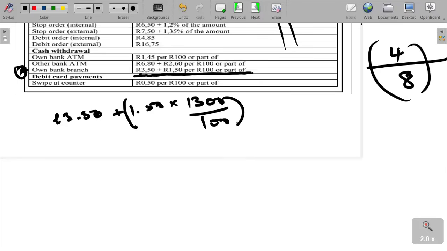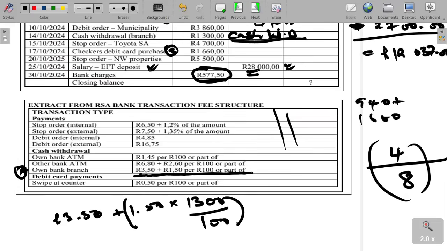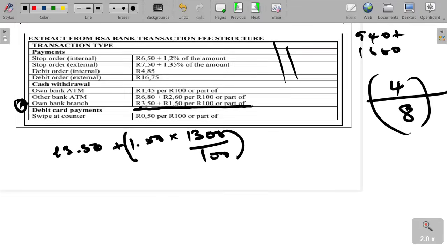So when we calculate this, 1,300 is the amount of money that, from the statement, we can see he withdrew, and the charges given there are 3 rand 50 plus 1 rand 50 per every 100 rand, or a part of. So we calculate that, and we find 3 rand 50 plus, when we calculate this through our calculator, it gives us 19 rand 50.